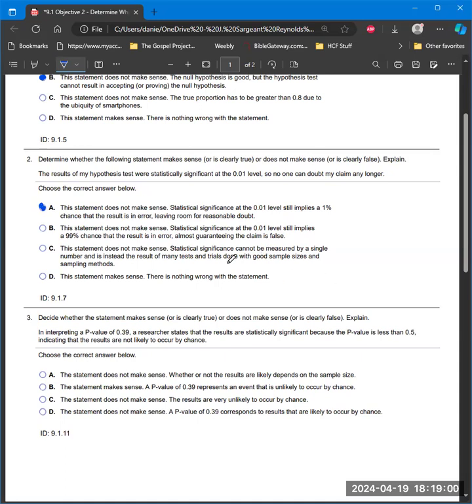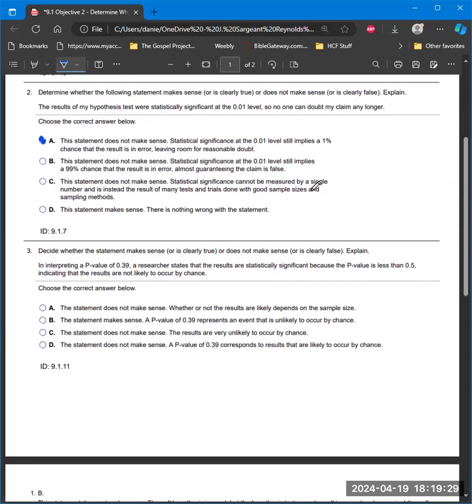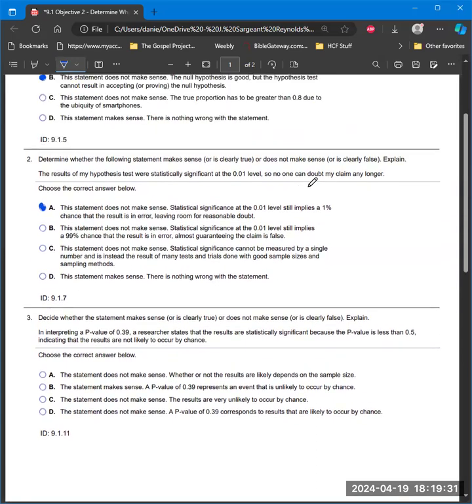The statistical significance at 0.01 implies that there's a 1% chance that the result that you came up with is wrong, leaving room for some reasonable doubt. It's small, and the smaller that you make alpha, the smaller the amount of doubt that's there, but you can't get alpha to be 0. You can't speak to this with 100% confidence.